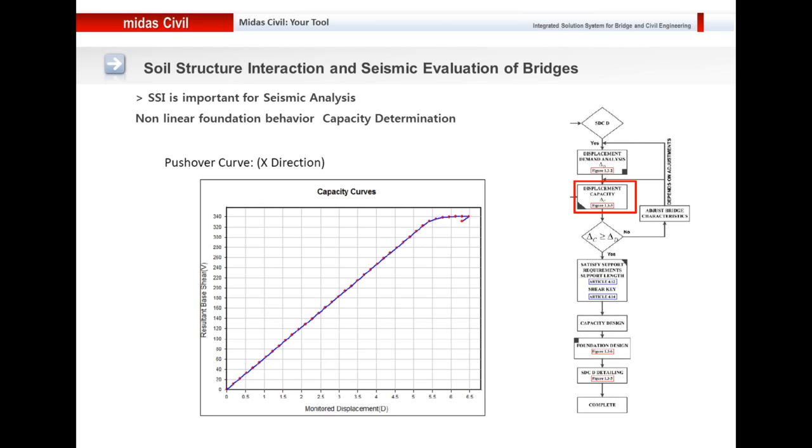In this particular software, Midas Civil, since you can model the foundation, you can take into account the foundation flexibility effect, not only in obtaining the demand, but also the capacity in the event of an earthquake.